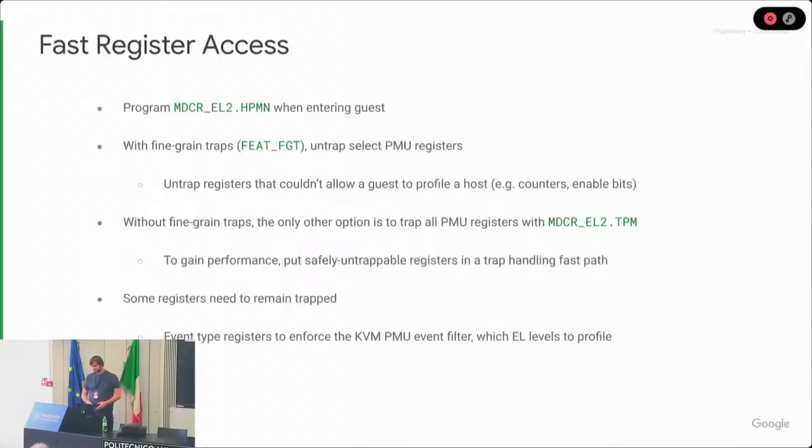Then we have the fast register access. So we're programming that HPMN value, which is what gives us our hardware enforcement that makes sure the guest can't access the host counters at the hardware level. Then with the fine-grained traps, we're untrapping some select PMU registers, specifically untrap the registers that are safe, the registers that could not possibly allow a guest to profile information about a host.